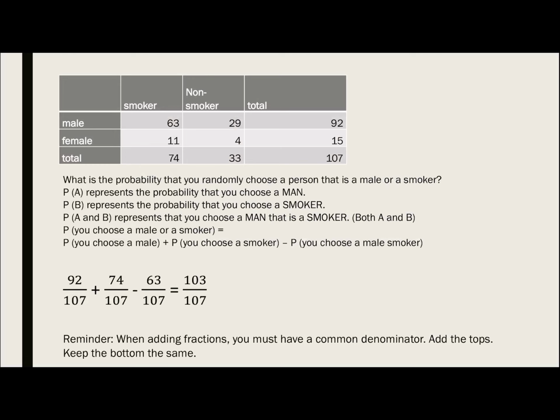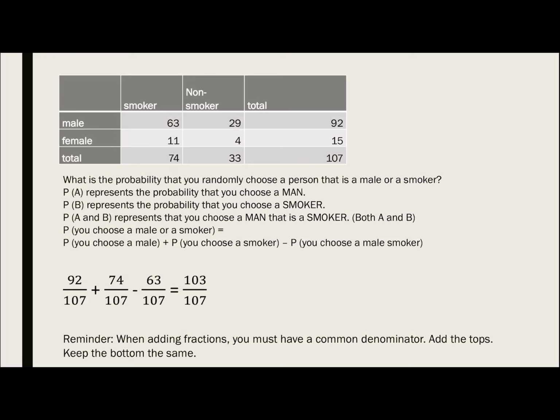Probability you choose a male or a smoker equals the probability you choose a male plus the probability you choose a smoker minus the probability you choose a male smoker. The probability that you choose a male is 92 males out of 107 people, plus the probability you choose a smoker, 74 smokers out of 107 people, minus the probability you choose a male smoker, 63 male smokers out of 107 people.